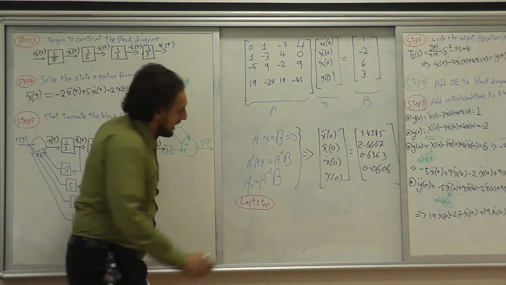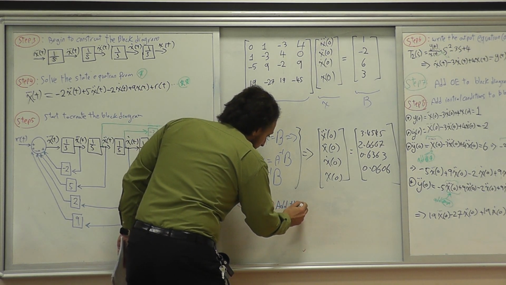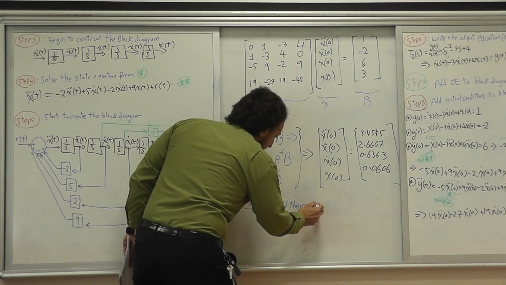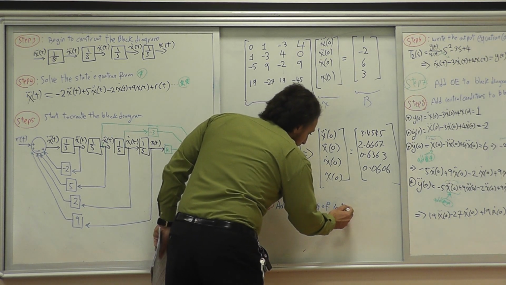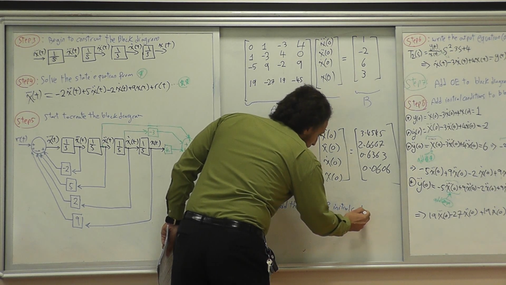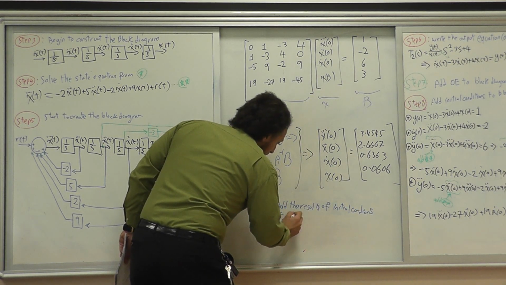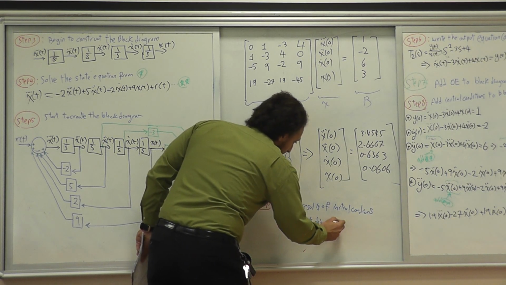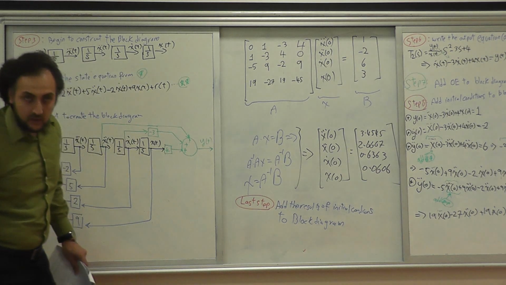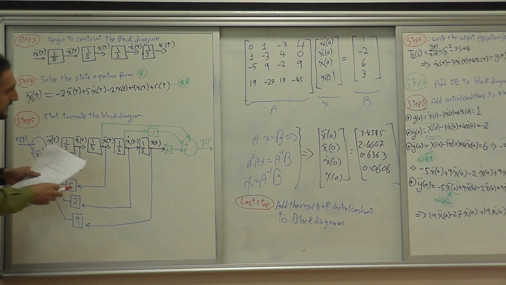Last step. Add the results of initial conditions to block diagram. Okay? How can we add? It's too much easy. You can't even imagine how easy.